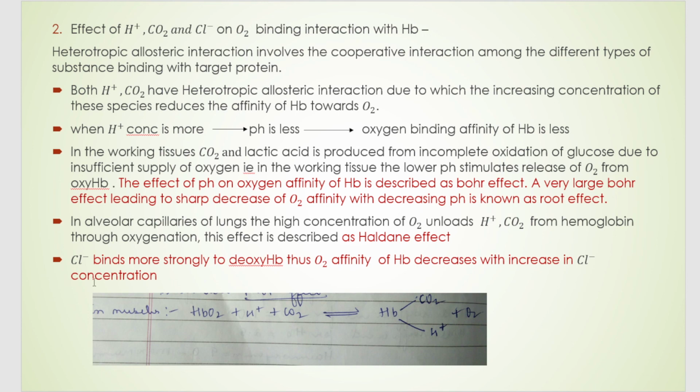Okay. And one more ion that shows this type of effect is chloride. Chloride also binds to deoxyhemoglobin. Thus, the oxygen affinity of hemoglobin decreases with the increase in Cl minus concentration. So, in the same way as H plus, if there is a high concentration of Cl minus, the oxygen affinity of the oxyhemoglobin decreases and it releases the oxygen.